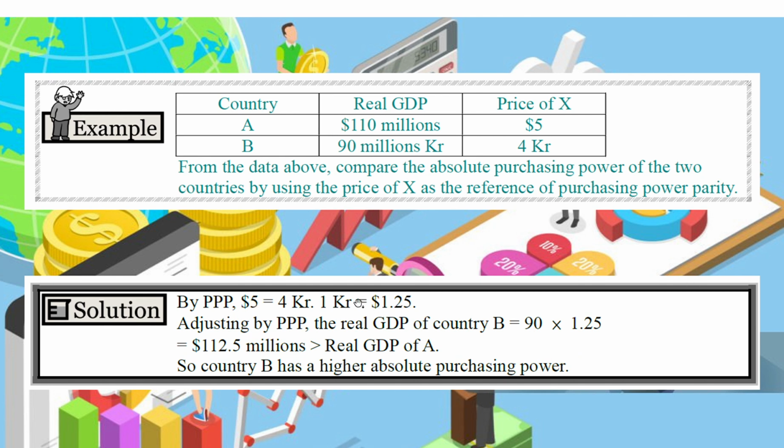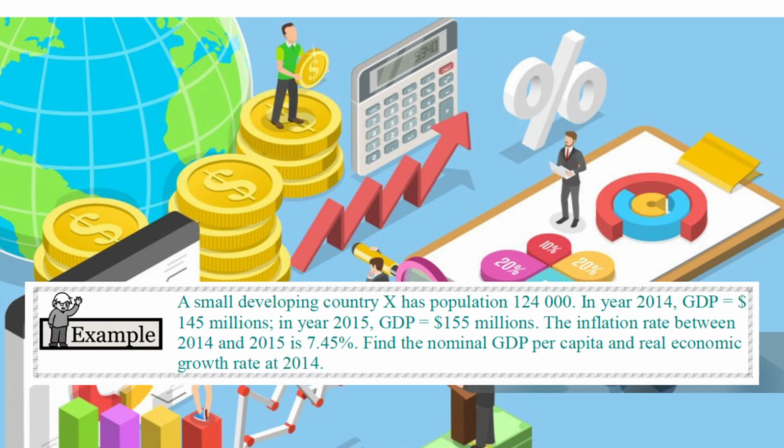At first, one kuno is $1.25. You can do the opposite: $1 is 0.8 kuno. Then you change everything into dollars, so $112.5 billion. So B is larger than A, and B has a higher absolute purchasing power. Even if you change everything into kunos, it has the same effect: B is still larger than A.